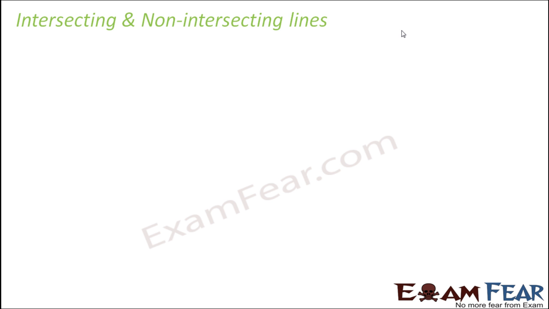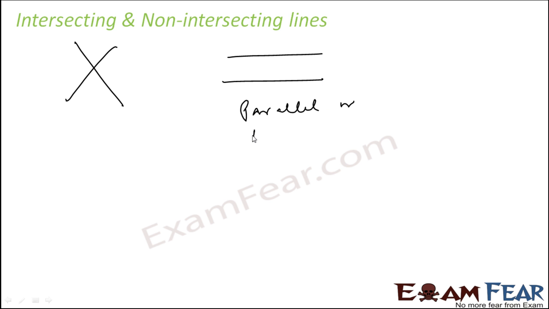Now let's talk about intersecting and non-intersecting lines. I think we have talked about it in the previous class. So there are two lines, they intersect, they are called intersecting lines. There are two lines, they don't intersect, they are called non-intersecting lines. Non-intersecting lines are parallel lines. Right? If they don't intersect, they will be parallel. This is an intersecting line. Okay.